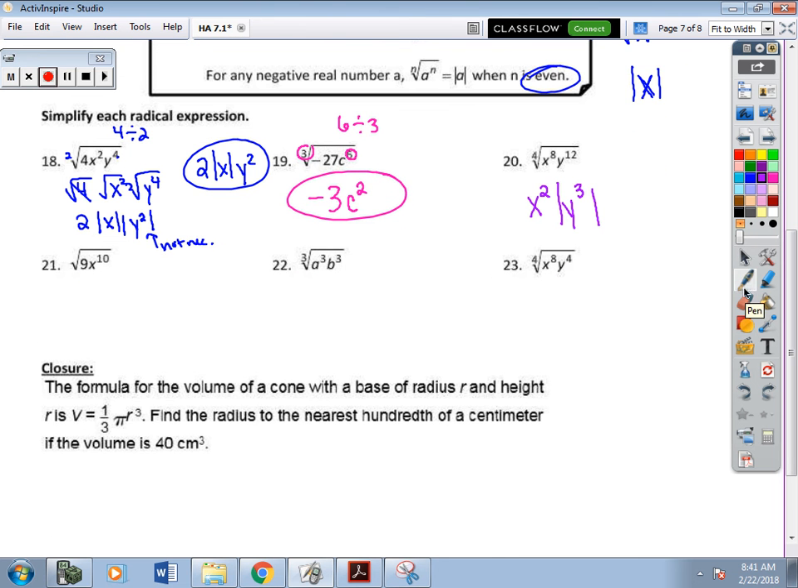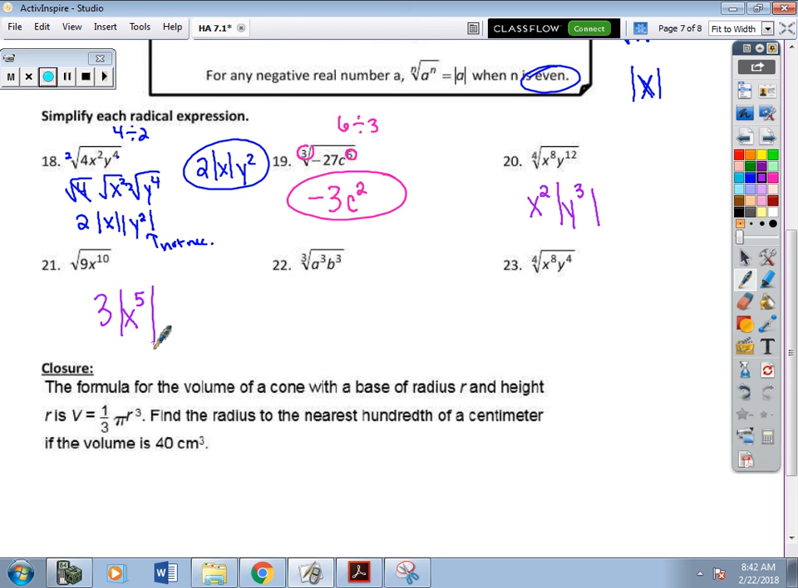The next one, what would we get here? The square root of 9x to the 10th. Sam? Perfect. Was even, is now odd. We need to absolute value it.